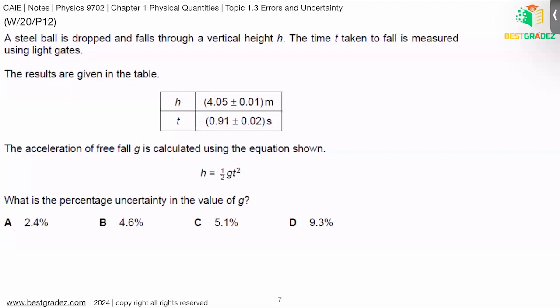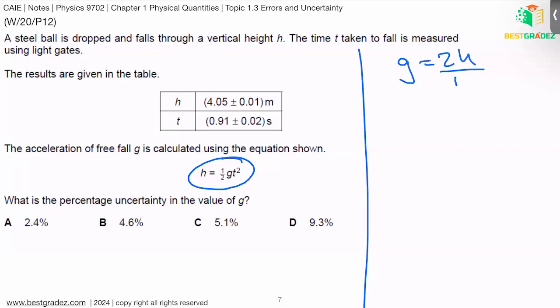A steel ball is dropped, falls through a vertical height. So whatever background information they have given usually is not required. We have the height and uncertainty, and we have the time and uncertainty. The formula is given. So h is 1/2 gt square. They're asking for the percentage uncertainty of g. So based on this formula, what should be our first step? What do you think? Yeah, I think we should go for making g the subject. Okay. So g will be 2h over t square, right?